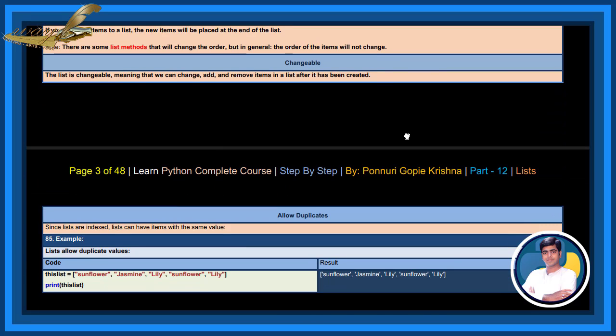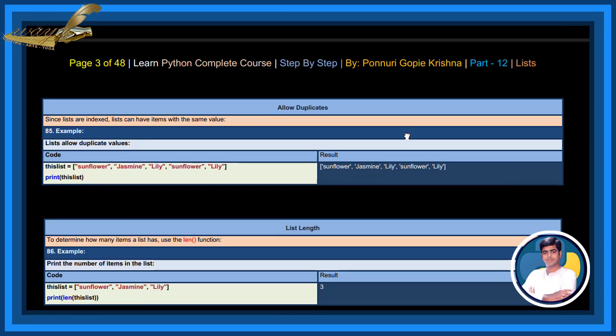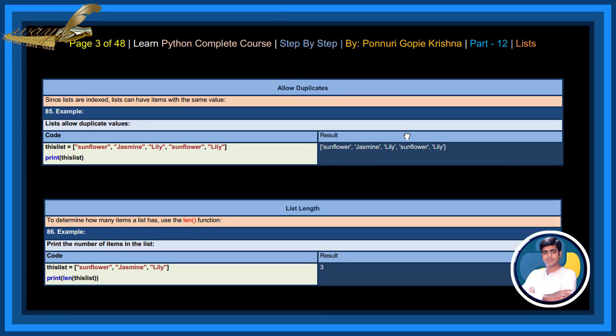Changeable lists. The list is changeable, meaning that we can change, add and remove items in a list after it has been created. Allow duplicates. Since lists are indexed, lists can have items with the same value. Here we have given an example. Lists allow duplicate values. See, this list is equal to sunflower, jasmine, lily, sunflower, lily. Here sunflower came twice, so it is a duplicate. When we write the code print list, the result is sunflower, jasmine, lily, sunflower, lily.